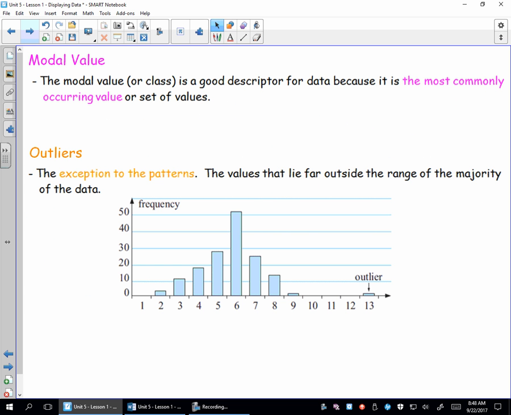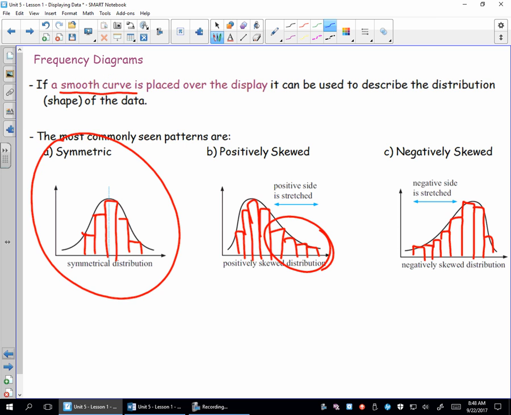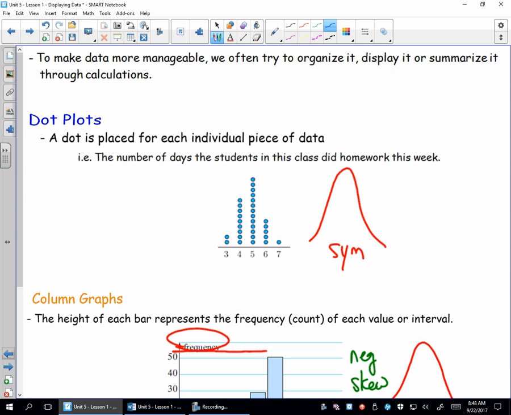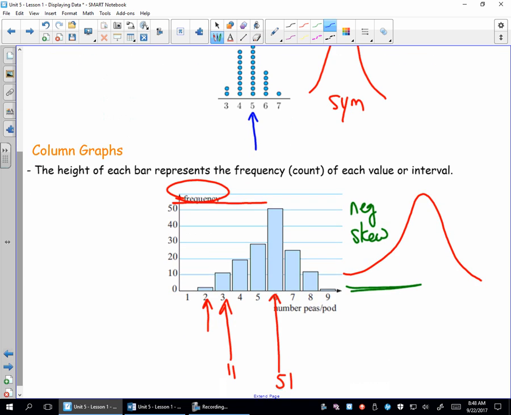There's some other things we want to look at in our graphs. One of the important things is the modal value, the most commonly occurring value or set of values, class of values. So if we're talking about modal value, it's a number. If we're talking about modal class, it would be an interval. Again, we go back to our graphs back here. Our modal value is 5. It was the most commonly occurring thing. Our modal value for p's was 51. It occurred the most.